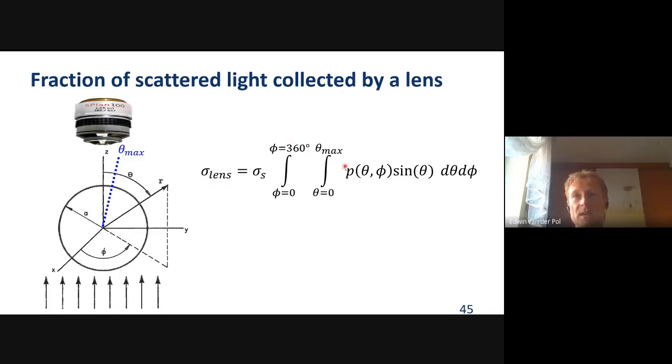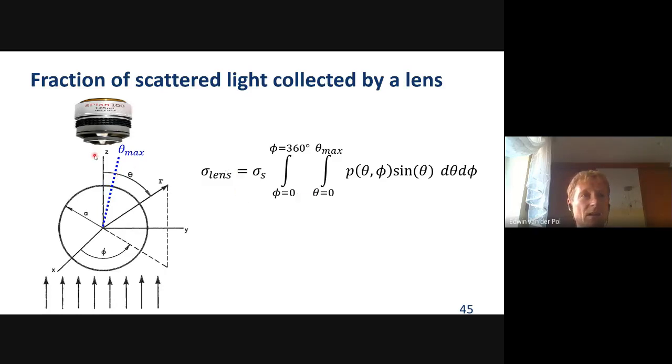So the P as function of phi and theta, that's the phase function. It tells you how much light is scattered in each direction, which you have to integrate then over the collection angles of this lens. Now, in this case, for this lens, I filled out the boundaries of this integral. So the theta is going from 0 to theta max. So that's from the black line here to this blue dotted line, which I made.